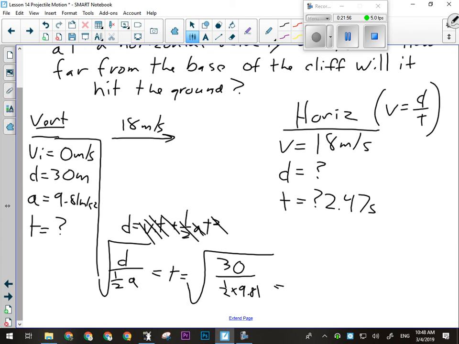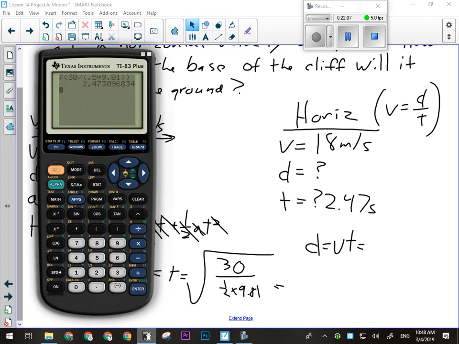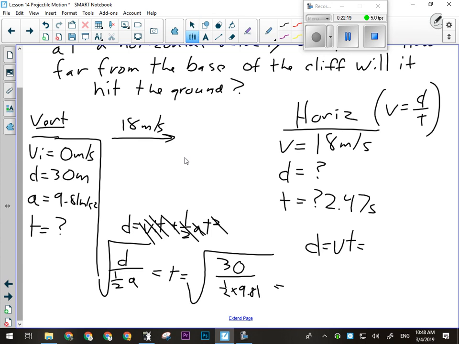Can I find D, the horizontal D, now? Yeah, now I just use D equals V times T. Take my 18 meters per second, multiply it by the time there, using all my digits. So it's going to travel 44.5. Actually, we only have two significant figures, I think. So 45 meters horizontally. It'll be 45 meters from the base of the cliff when it hits the ground.